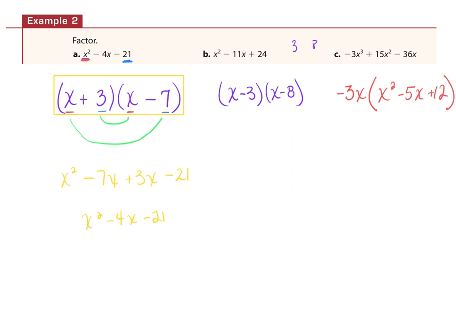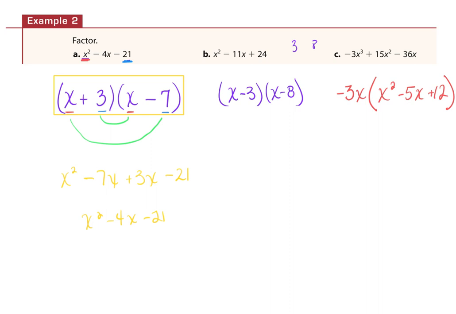1 and 12 will not do it. That's 13, right? 2 and 6 will not do it. 3 and 4 will not do it. This is actually as much as we can do with the factoring here. If I had something like 7 in the middle, then I could do 3 and 4, right? This doesn't have something that I can go any further with.